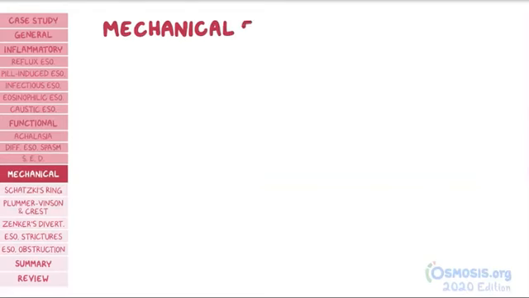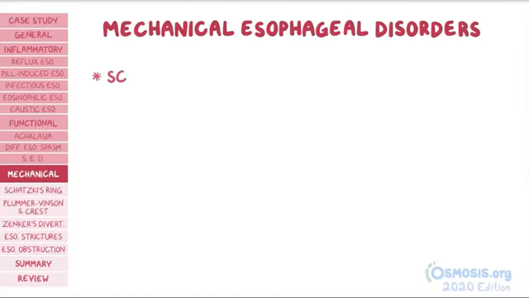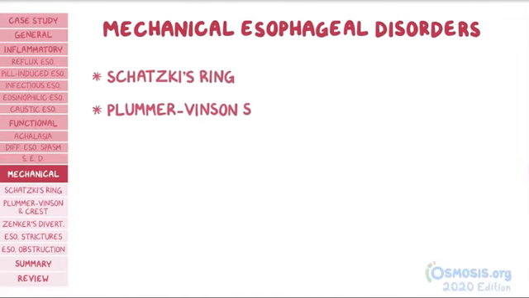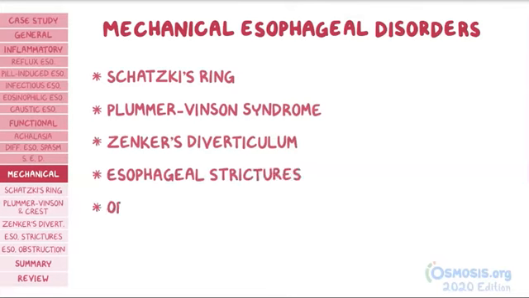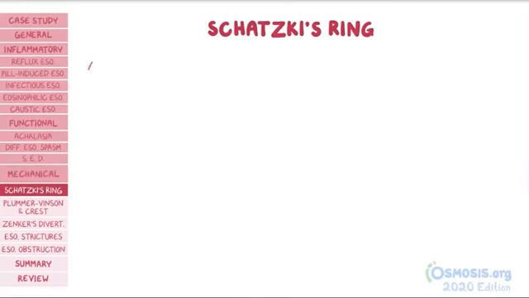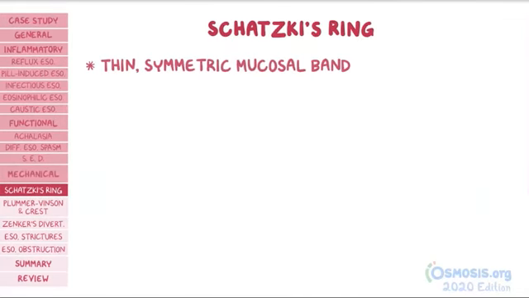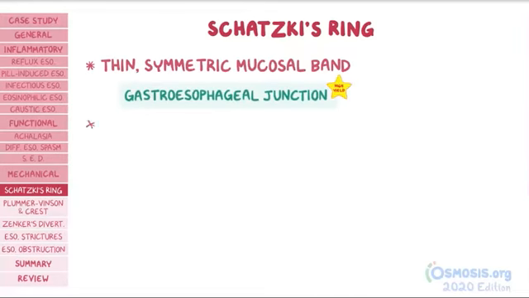Finally, we have mechanical esophageal conditions, which include Schatzki's ring, Plummer-Vinson syndrome, Zenker's diverticulum, esophageal strictures, and obstruction. Schatzki's ring is a thin symmetrical mucosal band, which is most commonly located at the gastroesophageal junction. The exact cause is unknown, but it can be associated with chronic acid reflux.